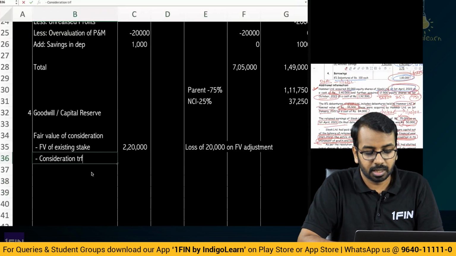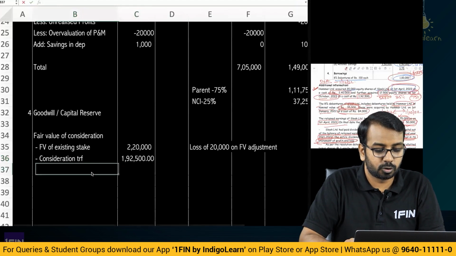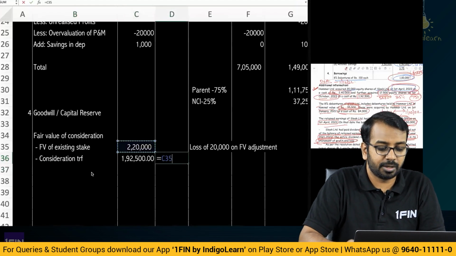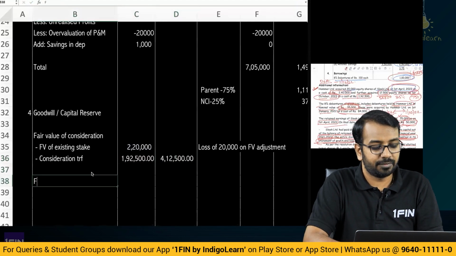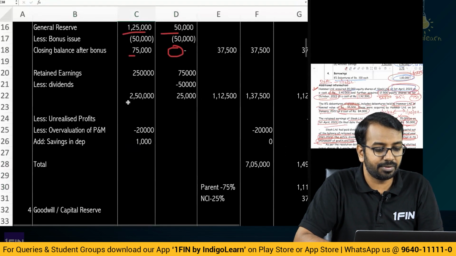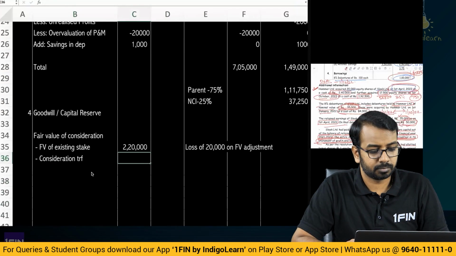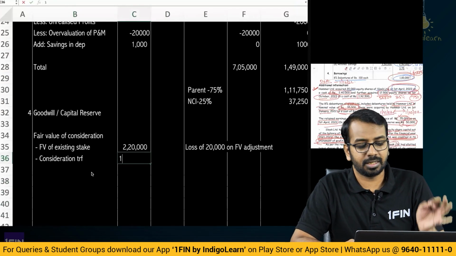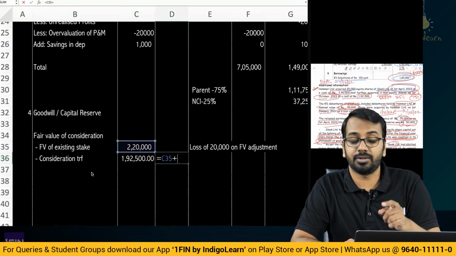Then consideration transferred. Currently what they have paid is 1,92,500. So the total consideration becomes 2,20,000 plus 1,92,500, which is 4,12,500. Then the fair value of NCI. So the fair value of the existing stake is 2,20,000, and consideration transferred is 1,92,500 as given in the question.